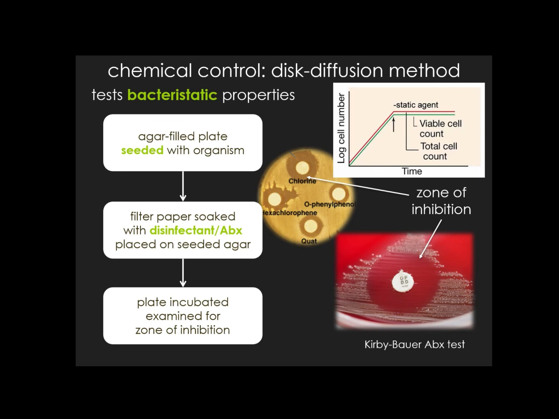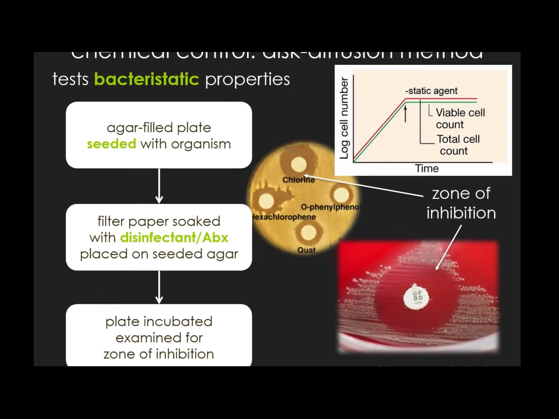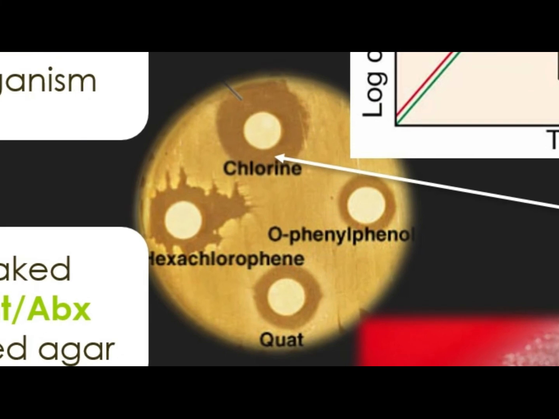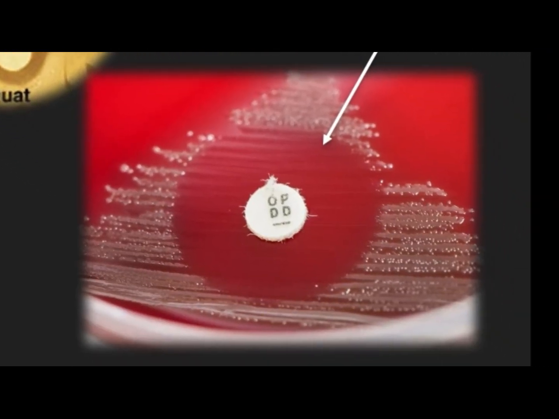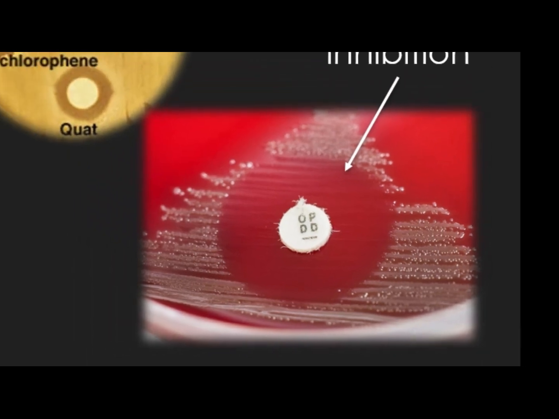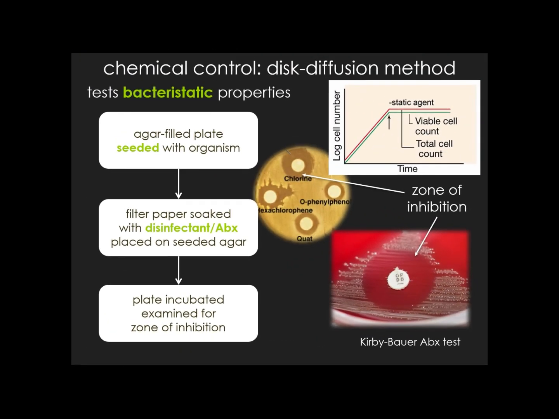it's bacteriostatic. Within that zone of inhibition, which is either caused by a disinfectant like chlorine or O-phenylphenol or quaternary ammonia compounds or hexachlorophene, or an antibiotic like Optochin, it only tells you that the cells within that zone have been inhibited from growing. They could be alive, it's just that they haven't been able to grow into visible colonies. So that's why this is a bacteriostatic test. So the use dilution test will tell you whether or not something is bactericidal. The disc diffusion method will tell you whether or not something is bacteriostatic.